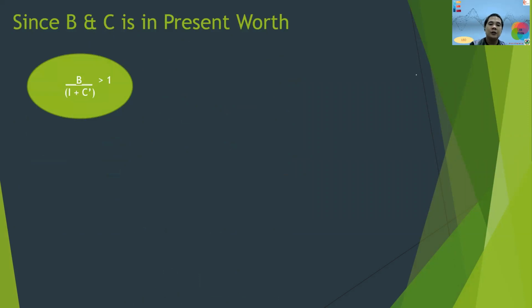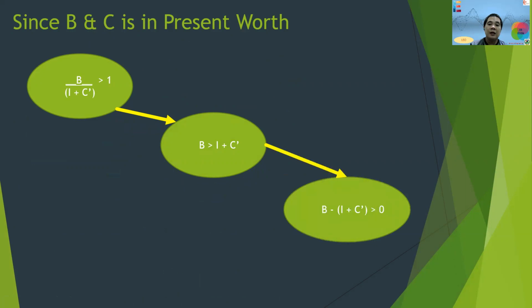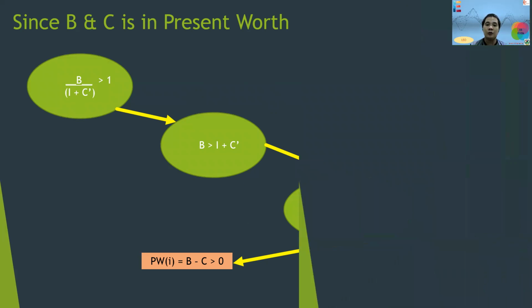So since B and C are the present worth, your definition is that B over 1 plus C hat is greater than 1, B is greater than I plus C hat, and then B minus I plus C hat is greater than 0. So basically, your present worth of uncertain interest is that your B minus C should be greater than 0. No? That defines that your benefit outweighs your cost.